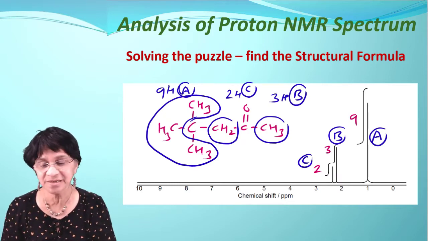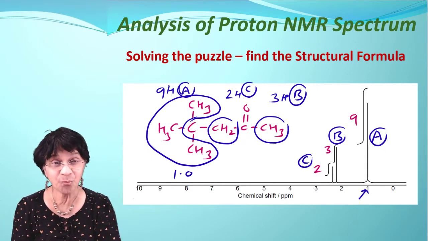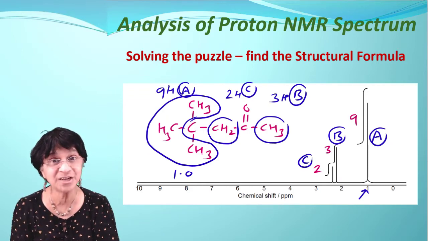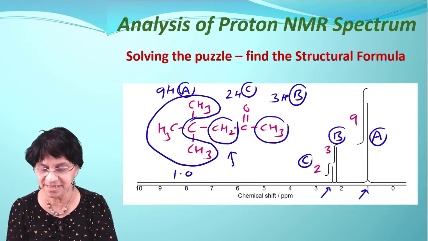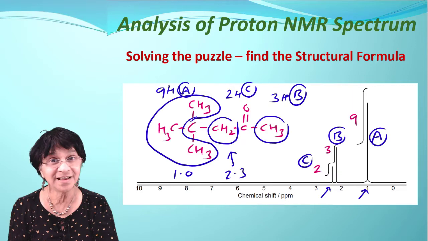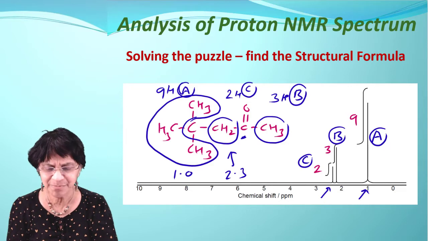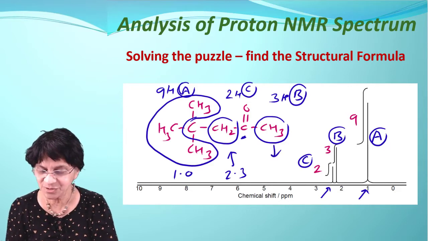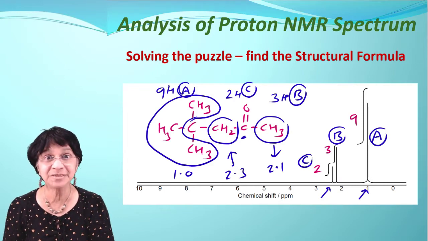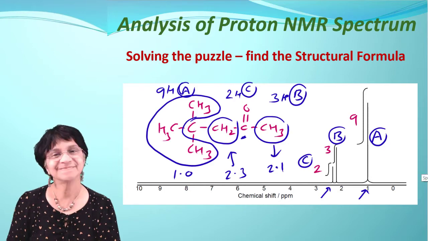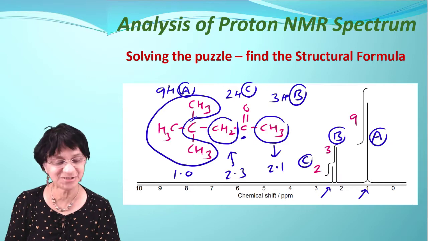But let's look at the chemical shift. A is at 1.0, which is matching for all the methyl groups linked to carbon directly. Then this is for C, and C comes around like 2.3. Why is it so downfield? Because it is next to a carbonyl group. So that matches. And this one comes at say 2.1, and that matches for a methyl group next to a carbonyl group. So there you go, we could solve the puzzle by putting all the pieces together.